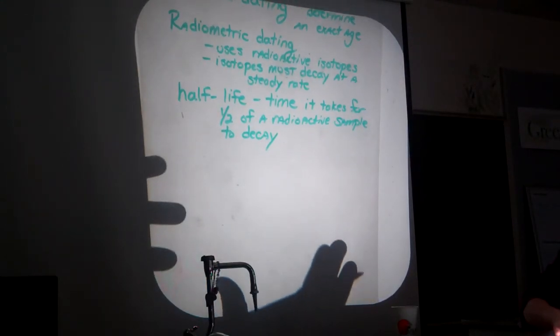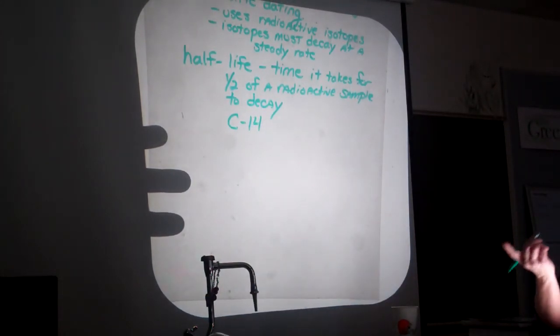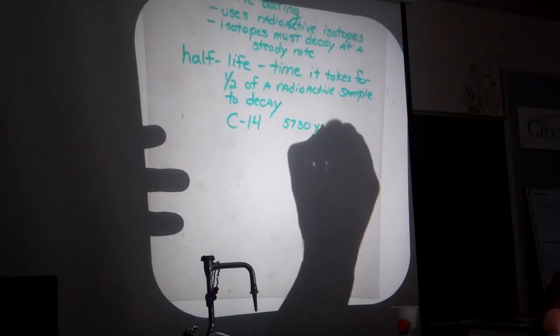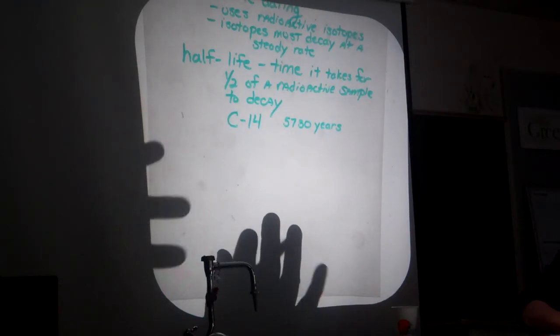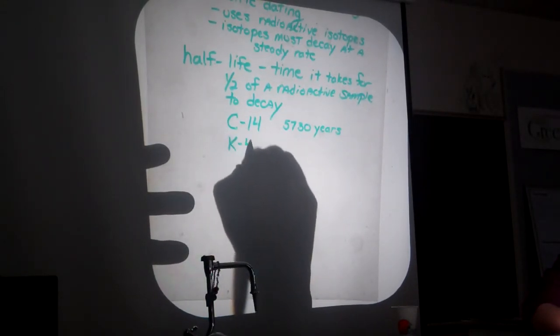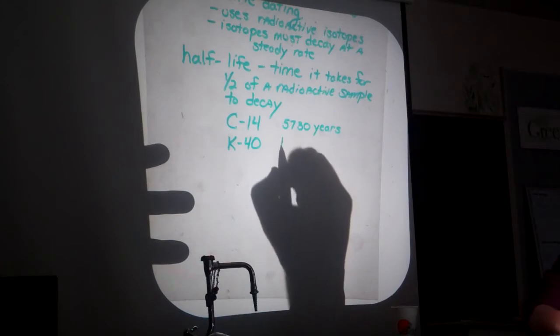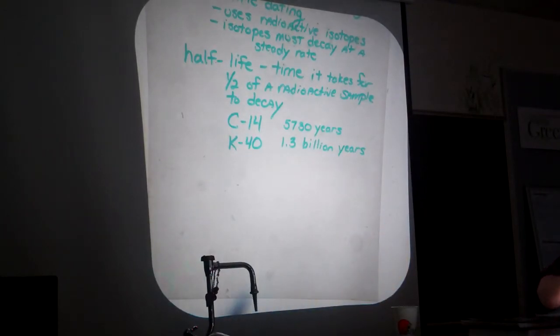Okay, this should all be reviewed from last year. Now, different radioactive substances have different half-lives. Carbon-14 has a half-life of 5,730 years. That's how long it takes a sample of carbon-14 to decay by half. But potassium-40, by the way, potassium is represented by a K, remember? Potassium-40 has a half-life of 1.3 billion years. Such a total difference. In both cases, you're talking about atoms that are decaying, but one takes much longer than the other.